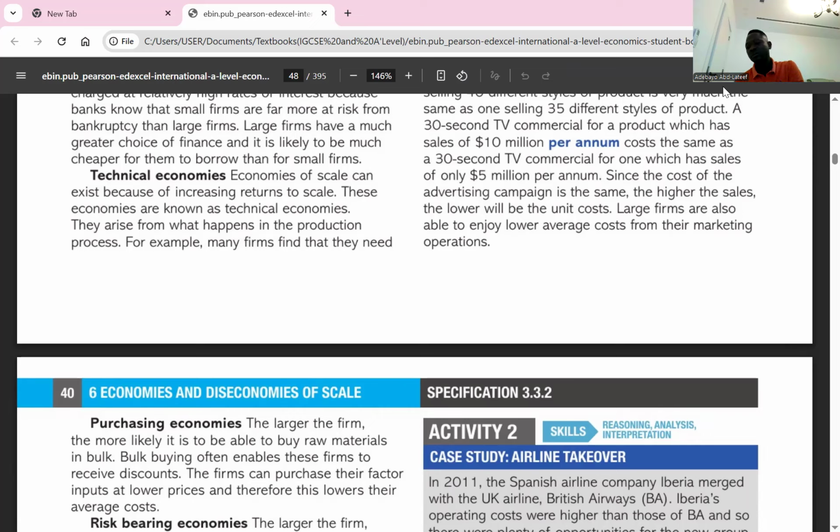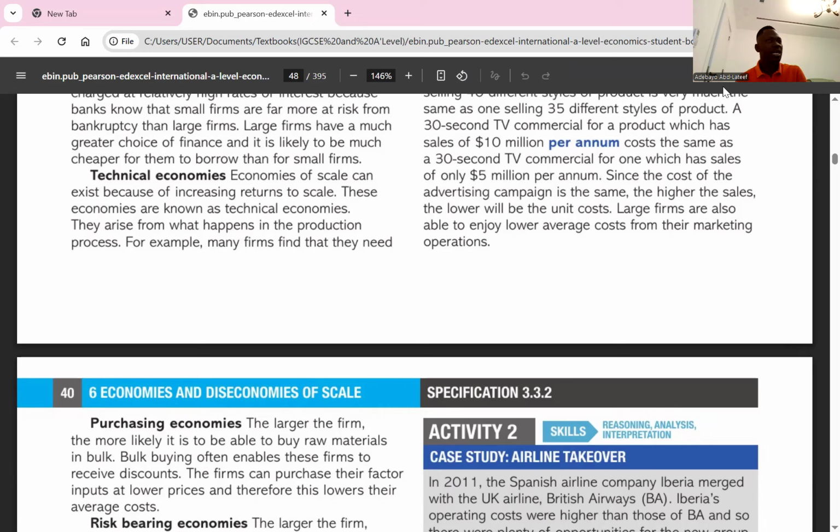Do you understand technical? Yeah. Then the third one, managerial. For managerial economies, here we're talking about you can't compare a small school with a big school. A big school will have the ability to employ talented specialist managers to manage them. Yes or no? And they are attractive to even different staff, different highly skilled staff compared to a small school.